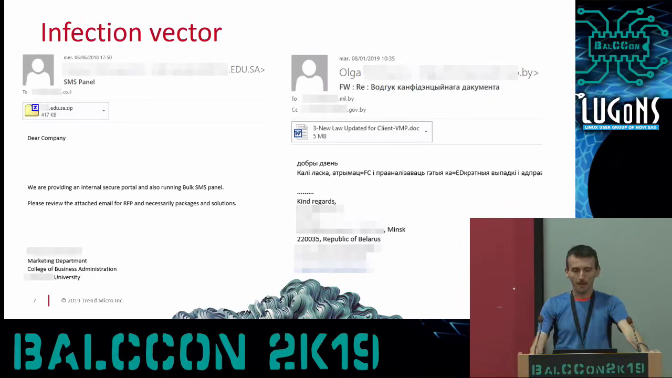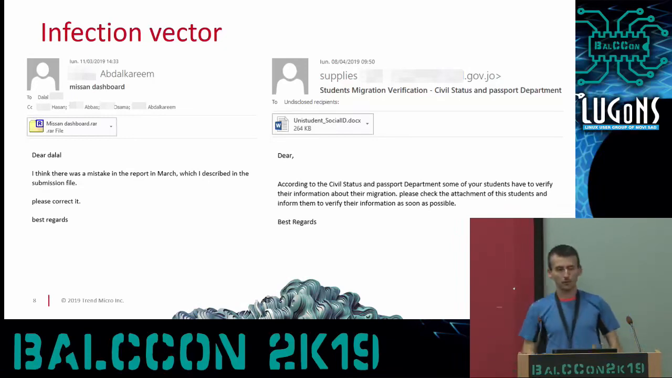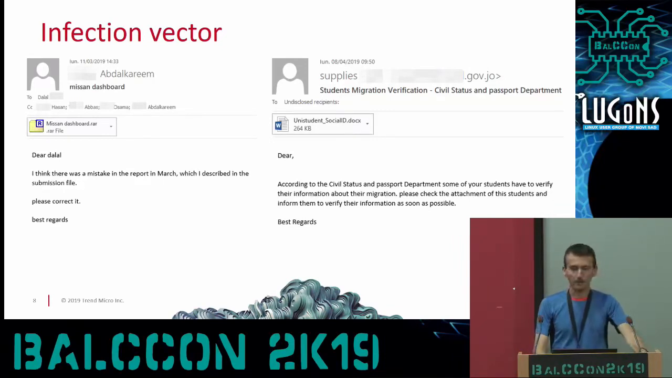There's no archive, nothing. There are also a few more cases. In the left one, they use a RAR archive. In the right one, it's a docx file. It's blurred here because of some confidential information, but in the right case, for example, there is the email extension .gov.jo. It's some kind of government organization in Jordan, in the Middle East. There will be many more cases. So the first step is that they send an email with some attachment.